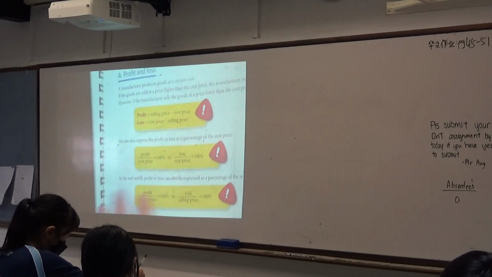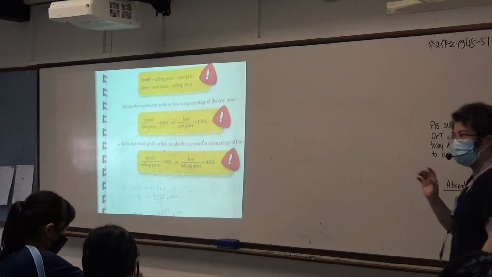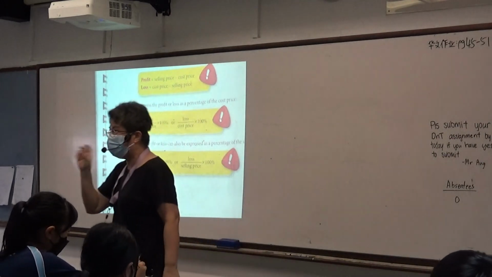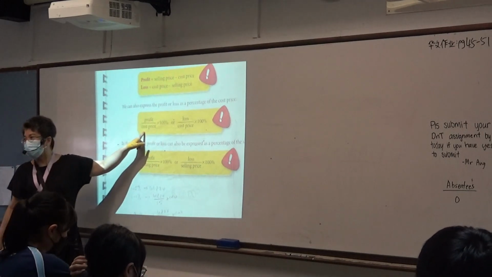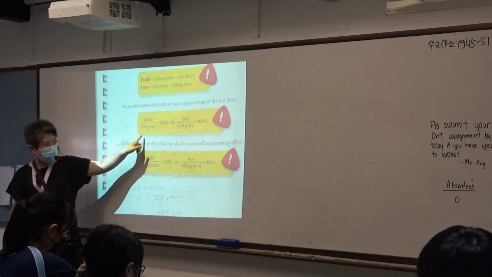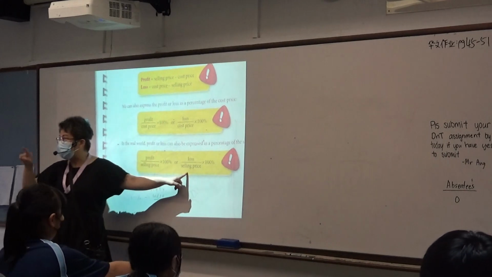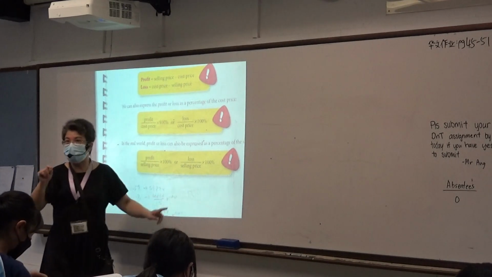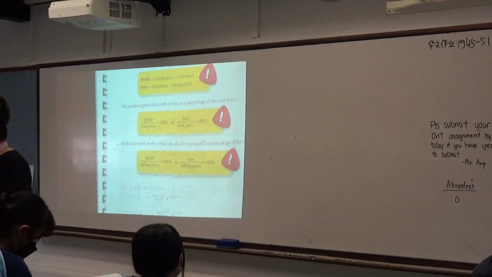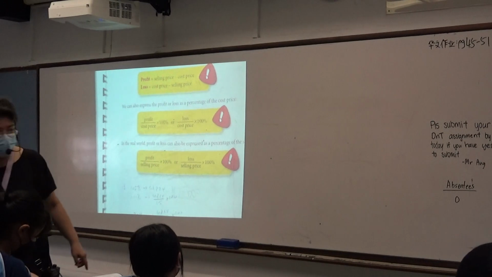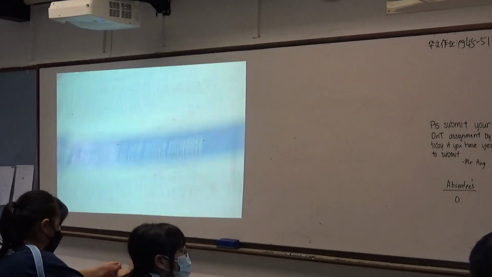Now, when we talk about percentage profit or percentage loss, it's always the profit or loss over the original price. Original price is the what? Cost price. Understand? In the real world, we can also express this as selling price, but this depends on the question. But when we talk about percentage profit or percentage loss, it is always with respect to the cost price. Are we clear? Okay, good. Now, I'm moving on to the next page.